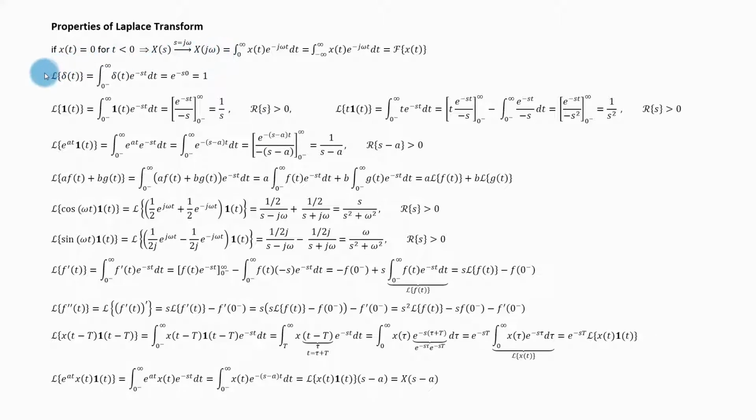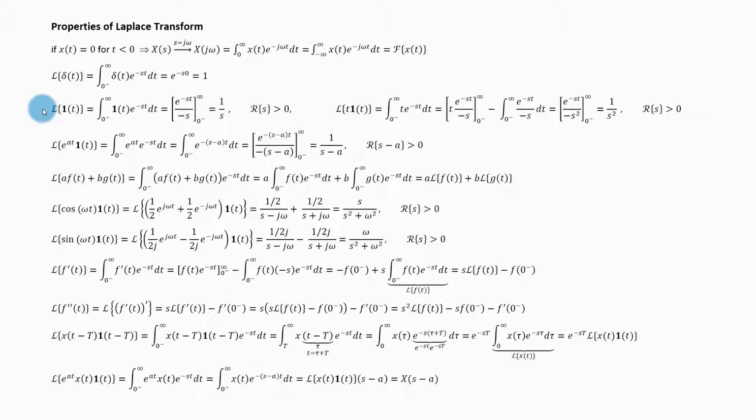Next property, the Laplace transform of the Dirac delta function. Here I just need to substitute into the definition integral and use the sampling property of the Dirac delta function. That will give me this, which is equal to 1. So the Laplace transform of the Dirac delta function is 1.